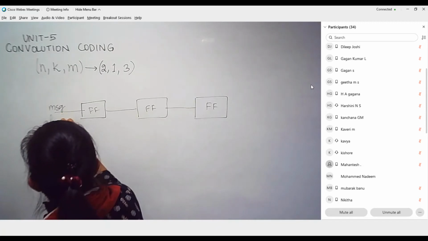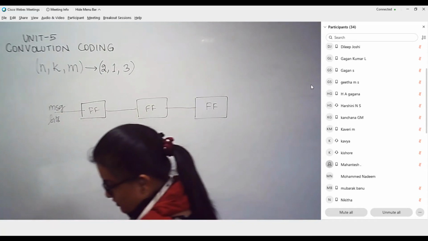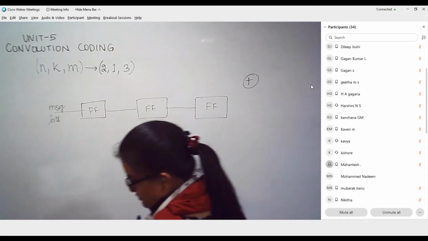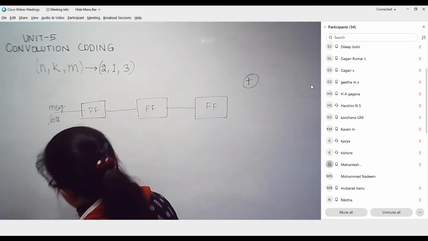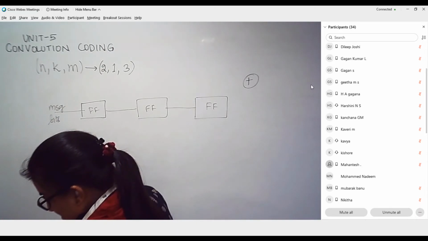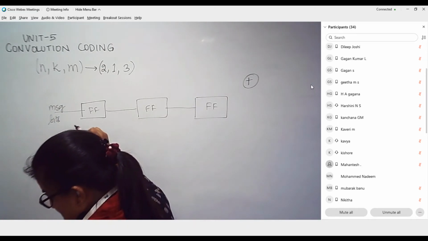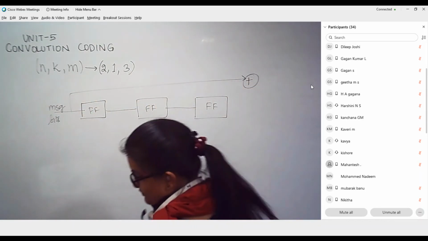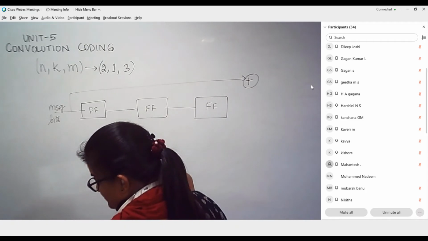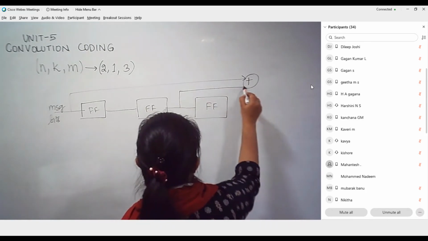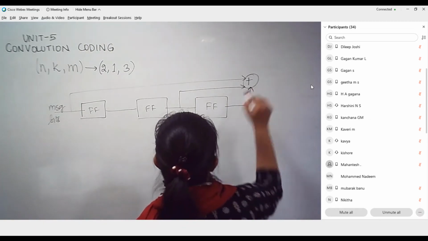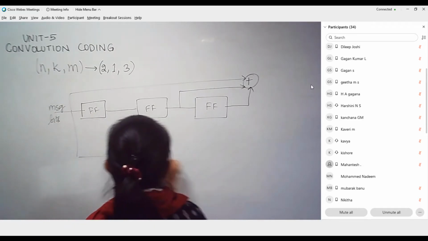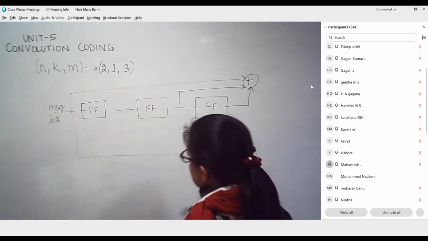This is where the message bits will enter. The first coded output will be the information bit itself along with the output of the second stage and the output of the third stage. Please observe the connections properly, and then you need to evaluate this.